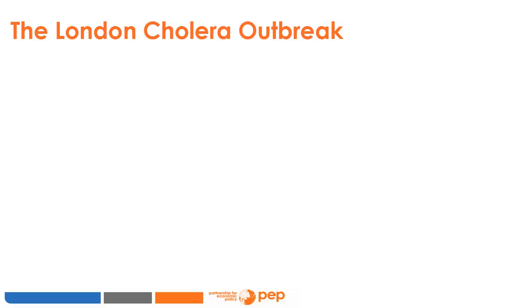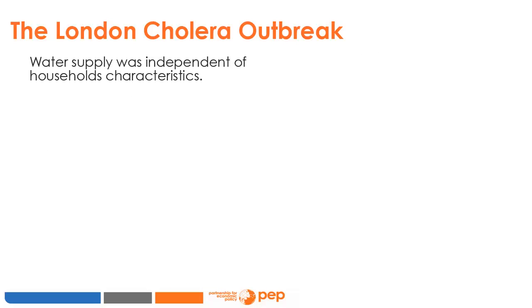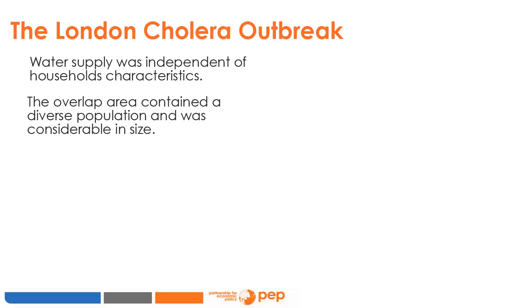This quote means that water supply was, for all intents and purposes, independent of household characteristics. The overlap area contained a diverse population and was considerable in size. Simply examining exposure to impure water would have been far less convincing.